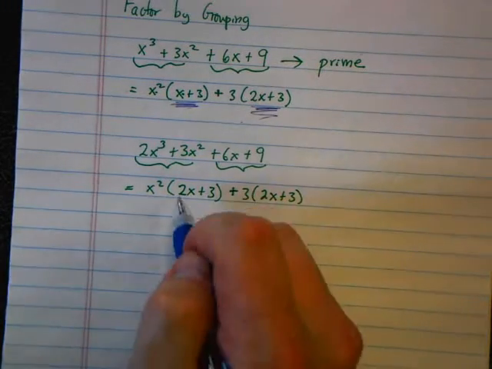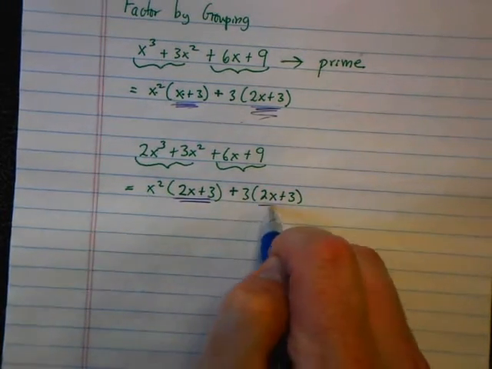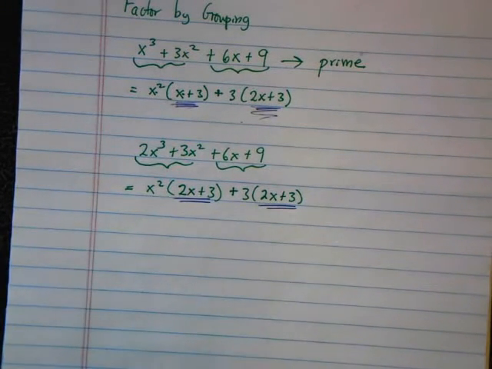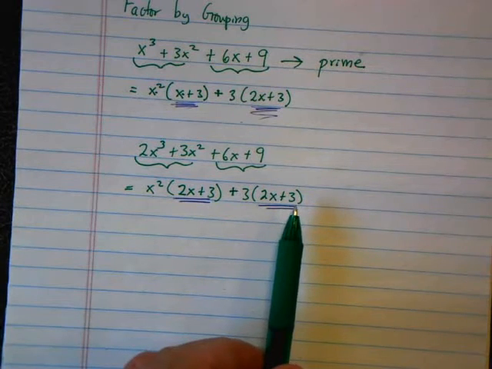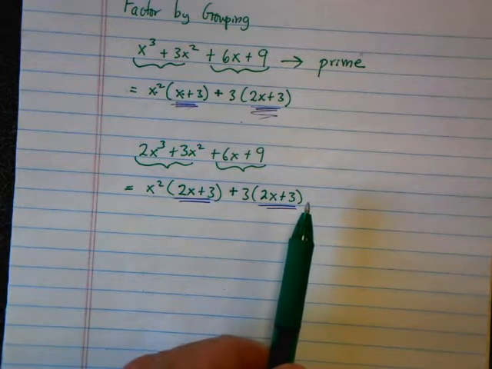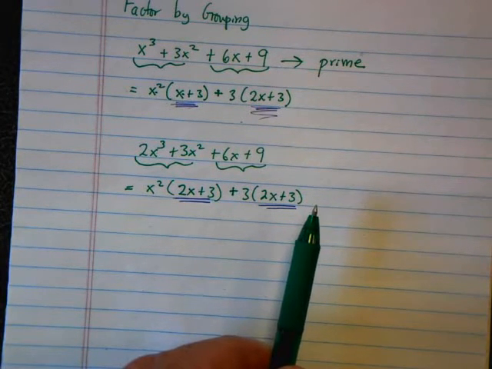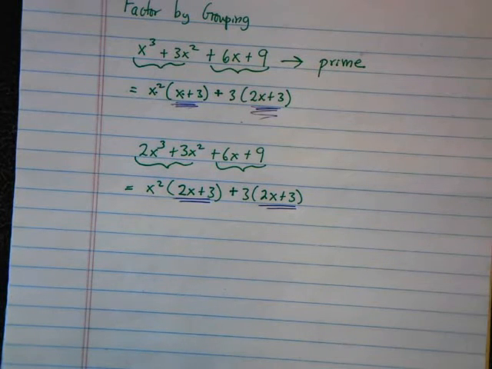Now, this parenthesis perfectly matches with that parenthesis. And when I say perfectly, I mean perfectly. If this one was 2x plus 3 and that one was 2x minus 3, they don't match perfectly. Everything has to match exactly. Why do we want those to match exactly?